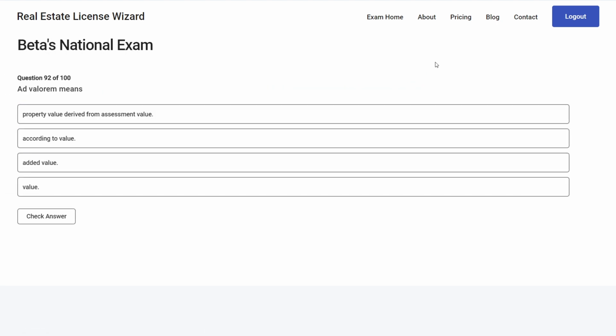Ad valorem gives us four options: property value derived from assessment value, according to value, added value, or just value. Ooh, interesting. All right, so think that one over.